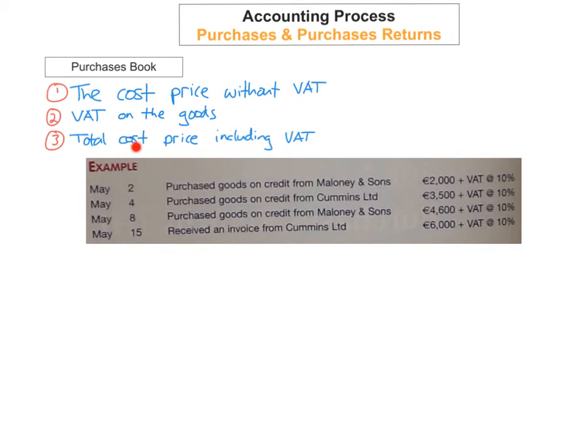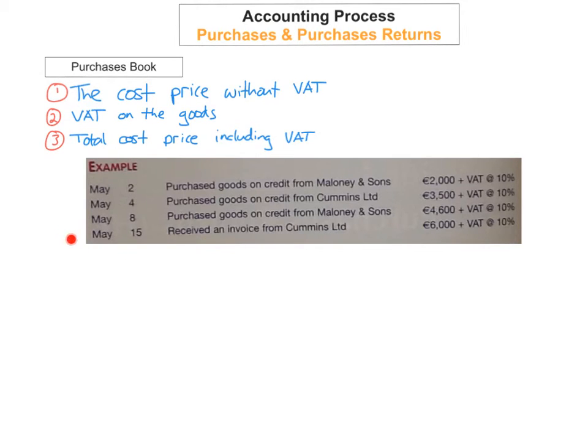Here we have an example of some purchases we've made as a company. On the 2nd of May, we purchased goods on credit from Maloney and Sons. It was €2,000 plus 10% VAT. On the 4th of May, we purchased goods on credit from Cummins Limited. It was €3,500 plus 10% VAT. On the 8th of May, we purchased goods on credit from Maloney and Sons, and it cost us €4,600 plus the 10% VAT. And on the 15th of May, we purchased goods from Cummins Limited for €6,000 plus 10% VAT.